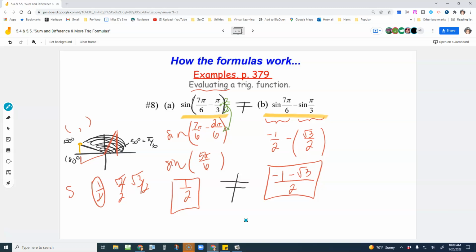Be productive. The problem is on the screen. This is what you're supposed to be doing for homework. Notes are right there, or Jamboard is right there. Look, it's just like out of my spiral. Unit circle. You have a way that makes sense.